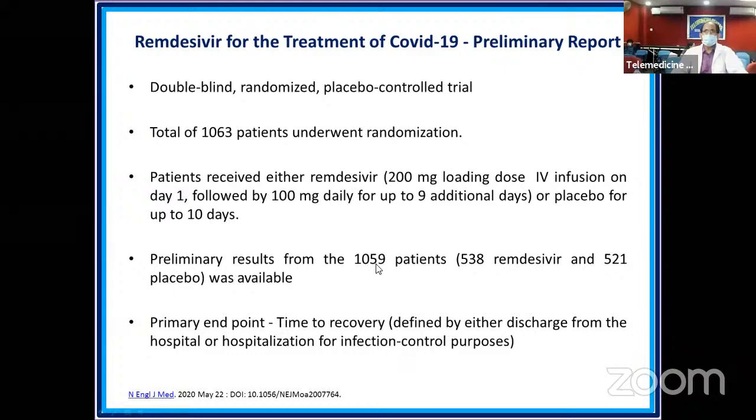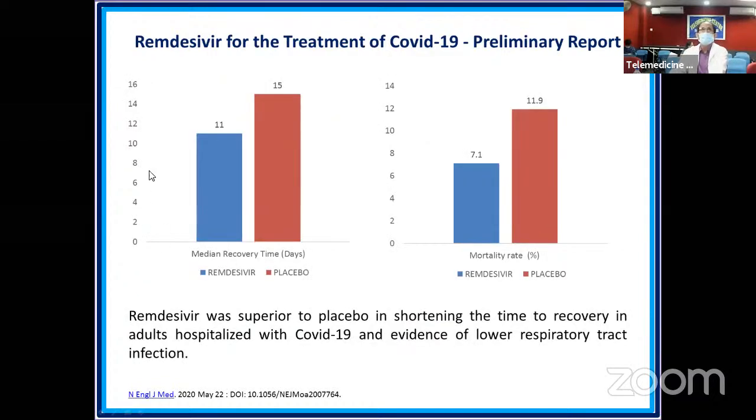Preliminary results from 1,059 patients, 538 in the remdesivir arm and 521 in the placebo arm, were available. The primary endpoint is time to recovery, defined by either discharge from the hospital or hospitalization for infection control, among other things. These results show remdesivir was superior to placebo. This arm is remdesivir, this is placebo.